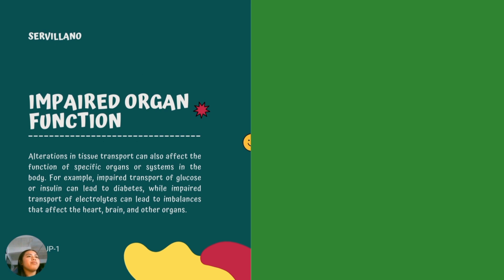Next is the impaired organ function. Alterations in the tissue transport can also affect the function of specific organs or systems in the body. For example, impaired transport of glucose or insulin can lead to diabetes, while impaired transport of electrolytes can lead to imbalances that affect the heart, brain, and other organs. So, katulad nga dun sa example na binigay dito na kapag nagkaroon ng impaired transport sa glucose or insulin, magli-lead siya sa diabetes.